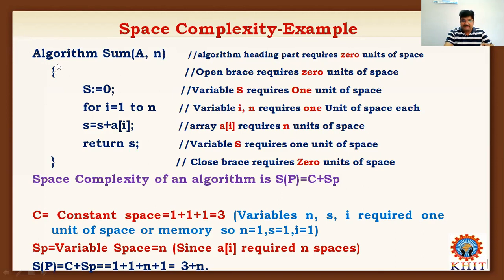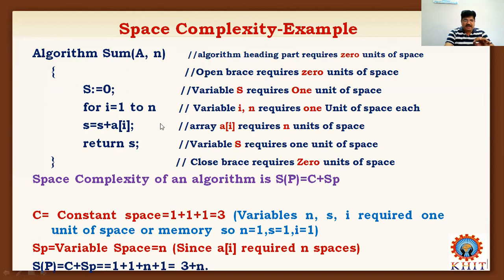The second statement of an algorithm is the open brace and the last statement of an algorithm is the close brace. So open braces and close braces require 0 units of space. Open brace and close brace always require 0 units of space. That means we are not allotting any space or memory location for that open brace and close brace.